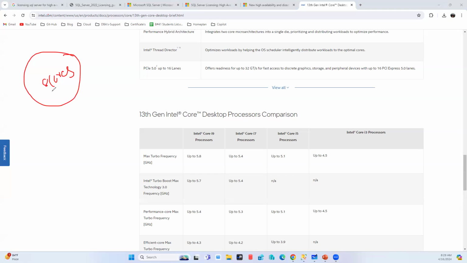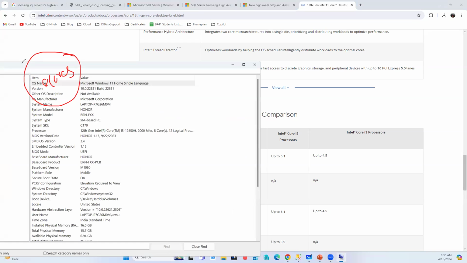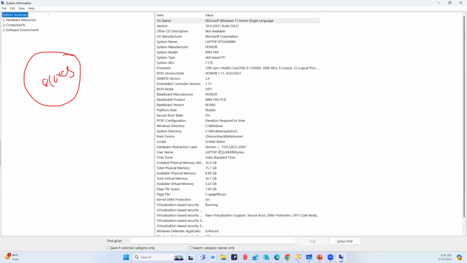8 cores. Whenever you open MSInfo32, I am with 8 cores, 12 logical processors. For 8 cores, how much is Microsoft going to charge if I install Enterprise Edition, or if I install Standard Edition? Getting my point, everyone? Core based, yes. Depending on the cores they will charge a core based license, sir.